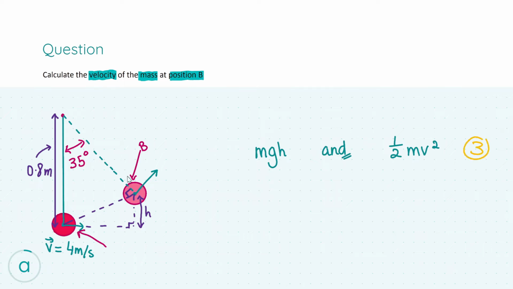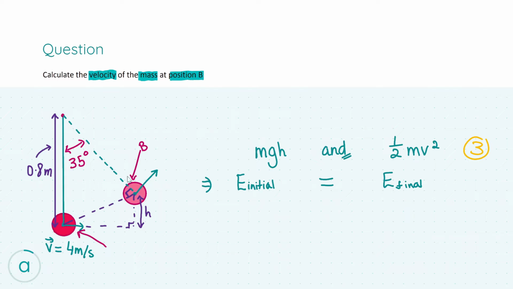Okay, so the principle of conservation of energy states that the energy at the initial position or the starting point of a system is equal to the energy at the final point or the finishing position. So energy initial is equal to energy final. Okay, so what is the energy at the initial position?